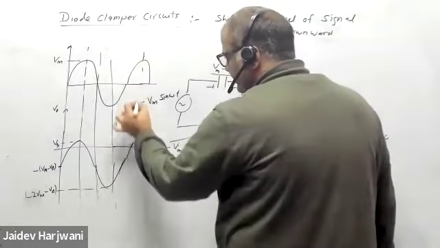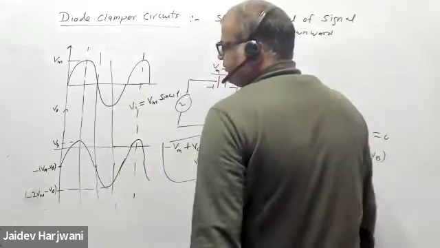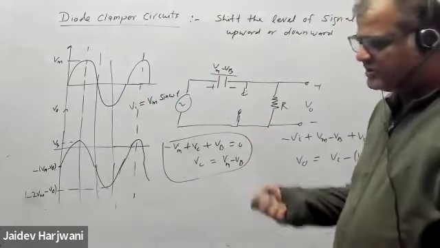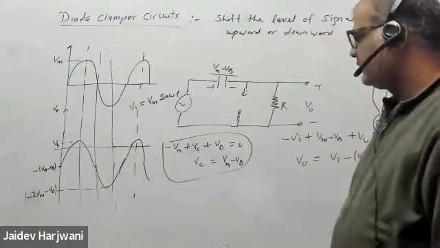So drawing the clamper circuits is very easy. So this is again, so we have put positive voltage a little bit, so the shift is slightly less. Okay, clear?